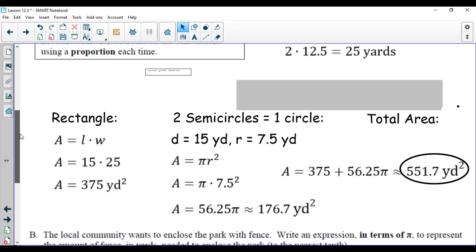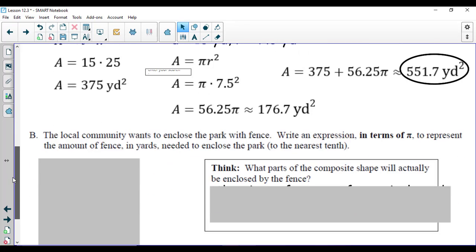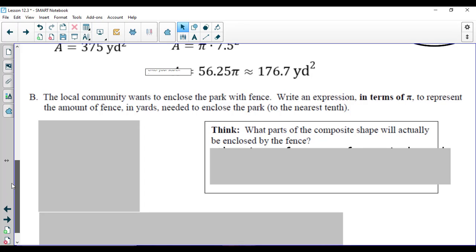Part B is an interesting question because it involves circumference. So it says the local community wants to enclose the park with fence. And that is an example of where we would use perimeter, or circumference in this case. Well, circumference and perimeter, I guess we would combine both of those.